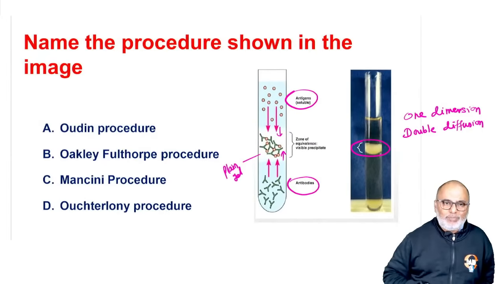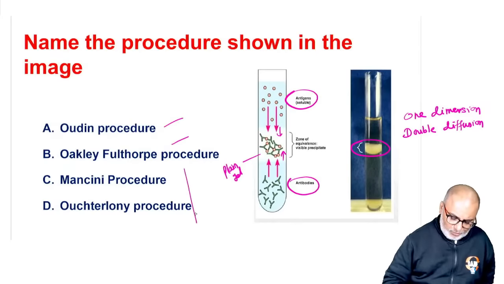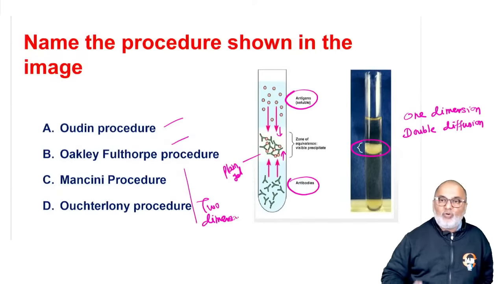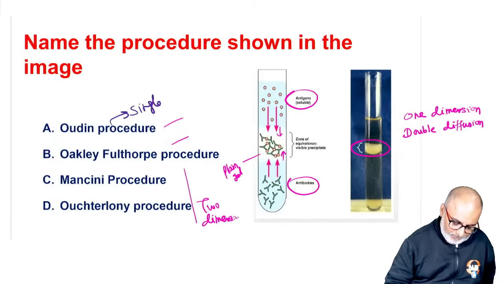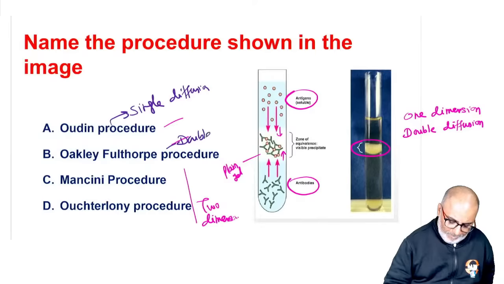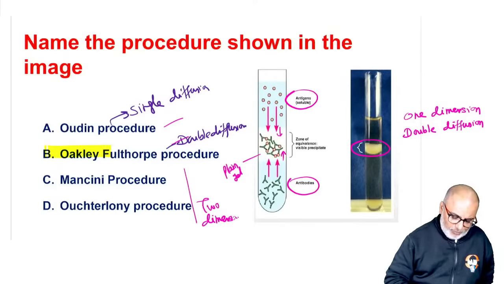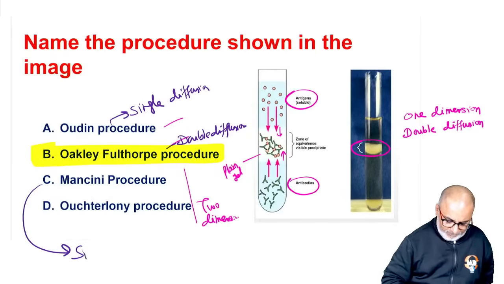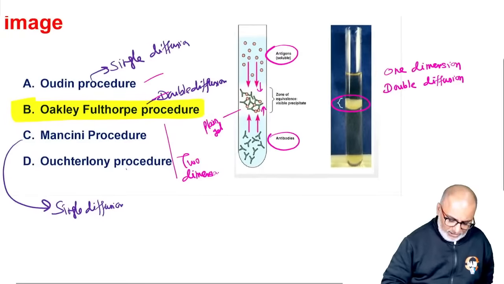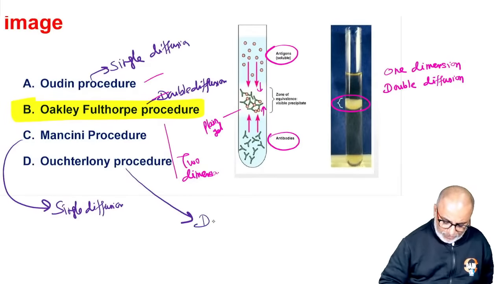One dimension procedures are by two people, Oudin and Oakley-Fulthorpe. These are two dimensions, these are all two dimension. One dimension single diffusion is Oudin. One dimension double diffusion is the Oakley-Fulthorpe procedure. Mancini is two dimension single diffusion, and Ouchterlony is two dimension double diffusion.